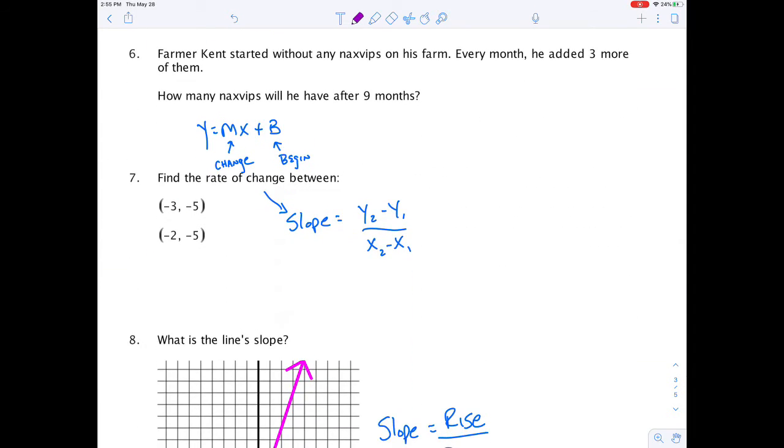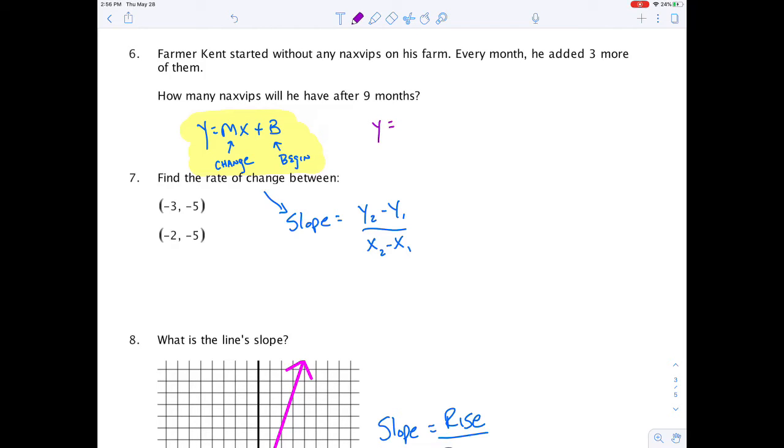Let's move on. Question number 6 is a weird one. Farmer Kent started without any NACSVIPs, whatever that is, on his farm. Every month he added 3 more of them. How many NACSVIPs will he have after 9 months? Well, one more time to the yellow poster. We had a yellow poster that defined our slope-intercept form, and this is one of those forms, meaning we're beginning somewhere, and we're adding or subtracting each day or week, or in this case, month.